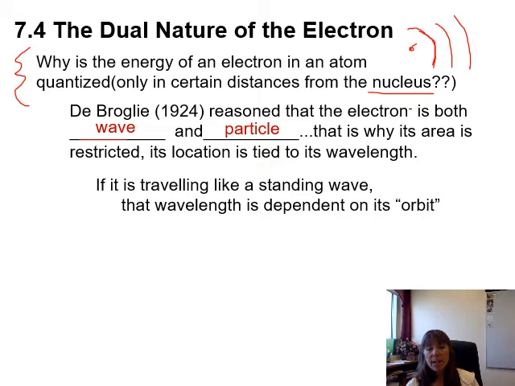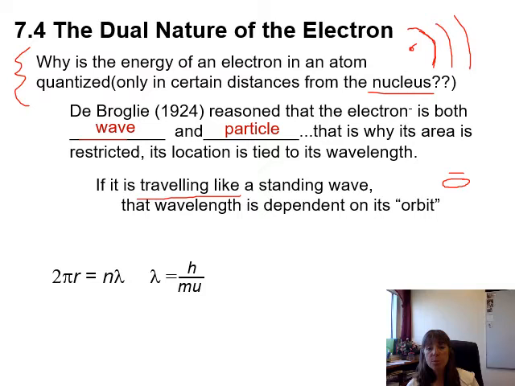So if it's traveling like a standing wave, your book talks about a standing wave, and that wavelength is dependent on its orbit. Now I have a GIF coming up here that's going to show you what a standing wave might kind of look like in a circular orbit. So it's combining the orbit and the wave nature. If it's moving as a standing wave, that wavelength must be dependent upon the size of its orbit.